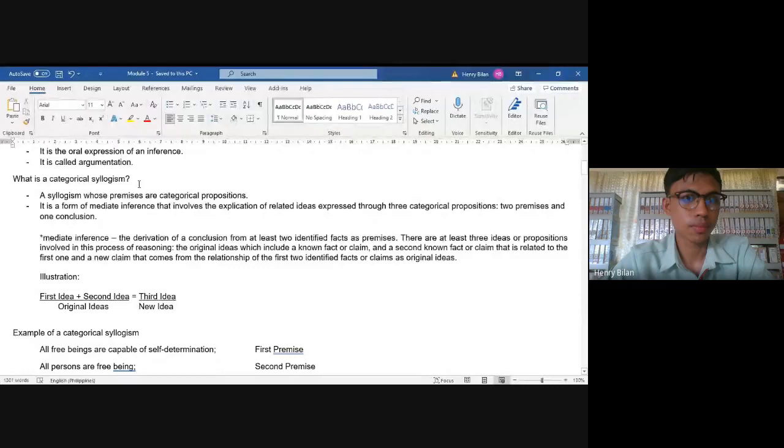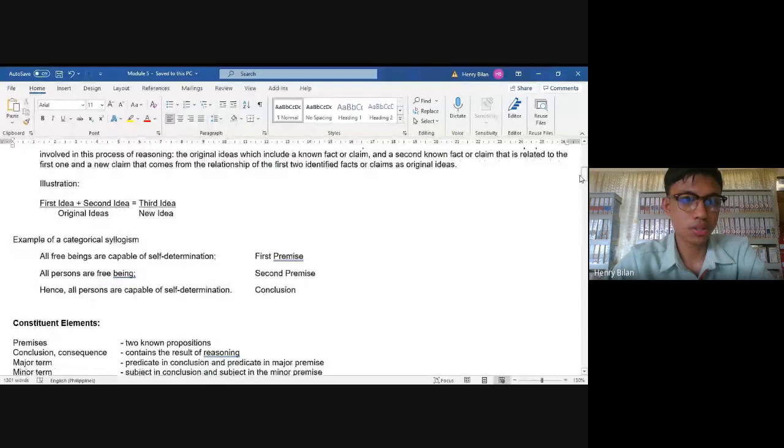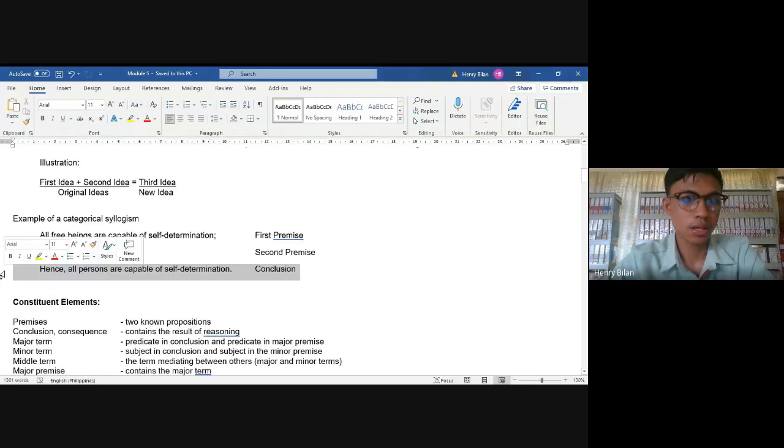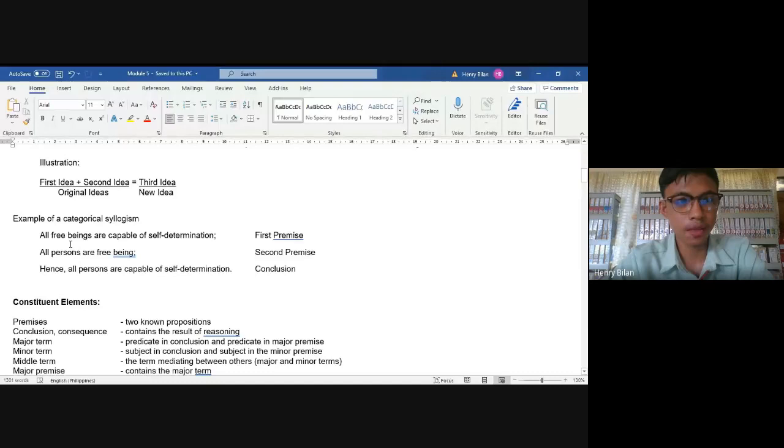Categorical syllogism. So we have an example here. All free beings are capable of self-determination. This is a categorical proposition, I should say. Okay? This is a categorical proposition. So, una, pangalawa, all persons are free being. Another categorical proposition, and hence, all persons are capable of self-determination. That is our third proposition. Hence, we have three propositions. And we call these three propositions as syllogism. And particularly, we call this as categorical syllogism.